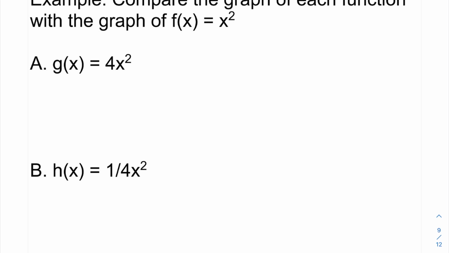Compare the graph of each function with x squared. So this 4 happens outside parentheses. This would be an example of a vertical.